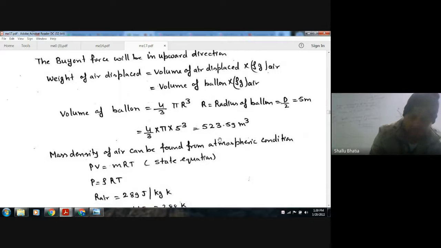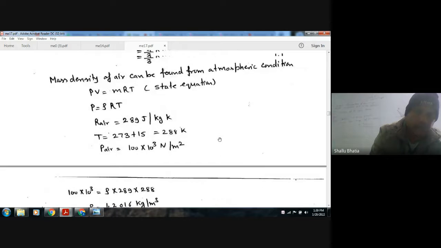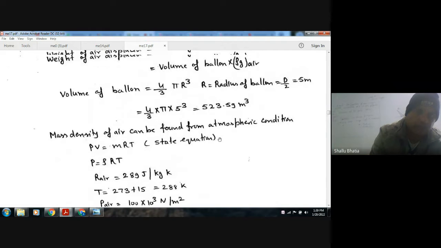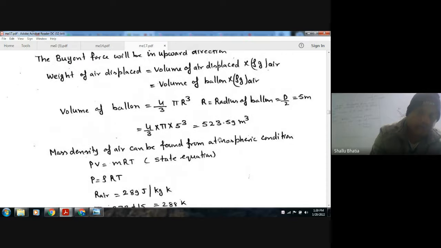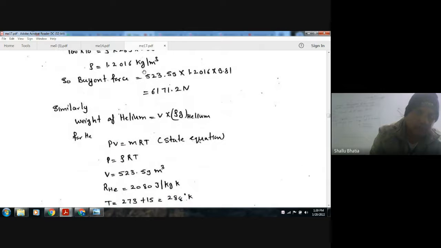So we can put this value here to find out the buoyant force, or the weight of air displaced. Or this is the buoyant force. So the buoyant force will be 6171.2 Newton. Okay, now the weight of the helium is the volume of helium inside the balloon times rho of helium and g.